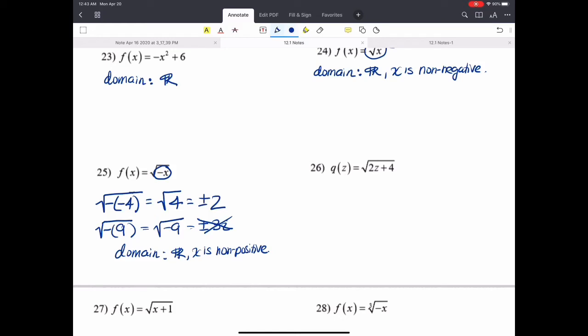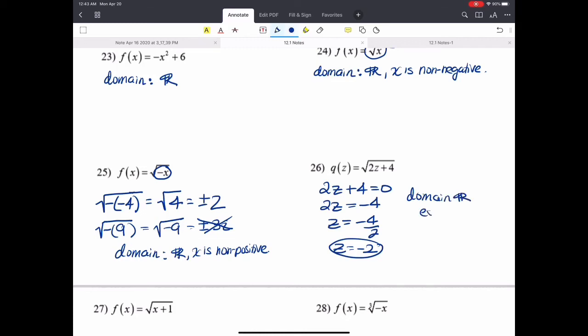And then for number 26, we're just going to solve that equation, set that equal to 0. And when you do that, you get 2z equals -4. And then you get z equals -4 halves. And then z equals -2. So if you have that, now we're not saying that's the answer, we're just saying that's one of our constraints. And we're saying that the domain is all reals except, not x, z cannot equal -2.